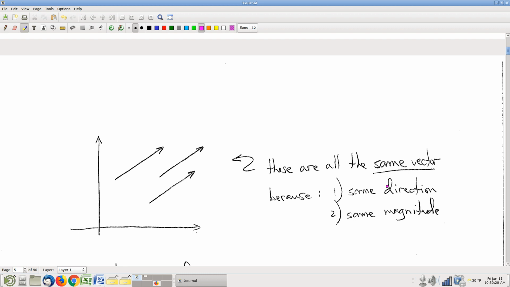Right? That's not on the list. Vectors are not directions, magnitudes, and locations. Vectors are just direction and magnitude. Right? So vectors and arrows are related, but they're not the same thing. So do keep in mind, this is one vector.